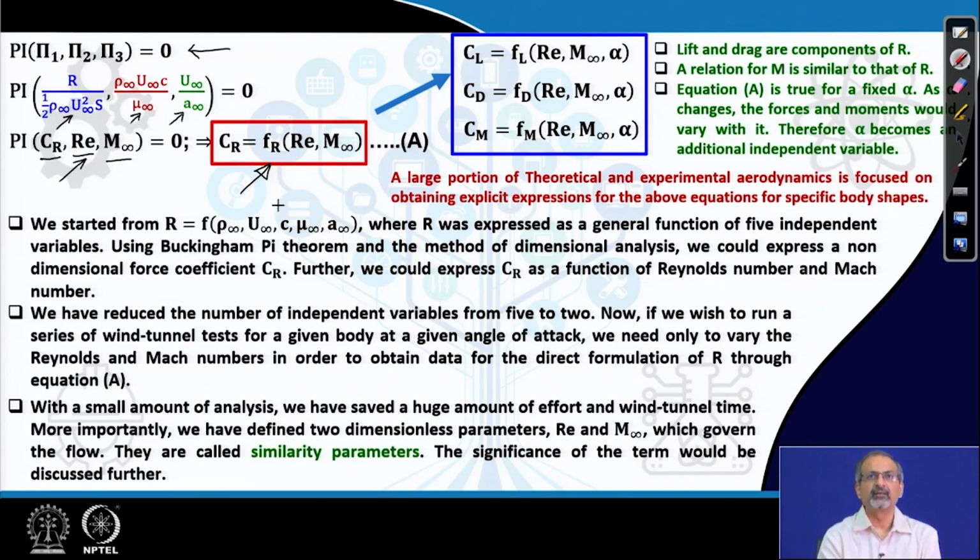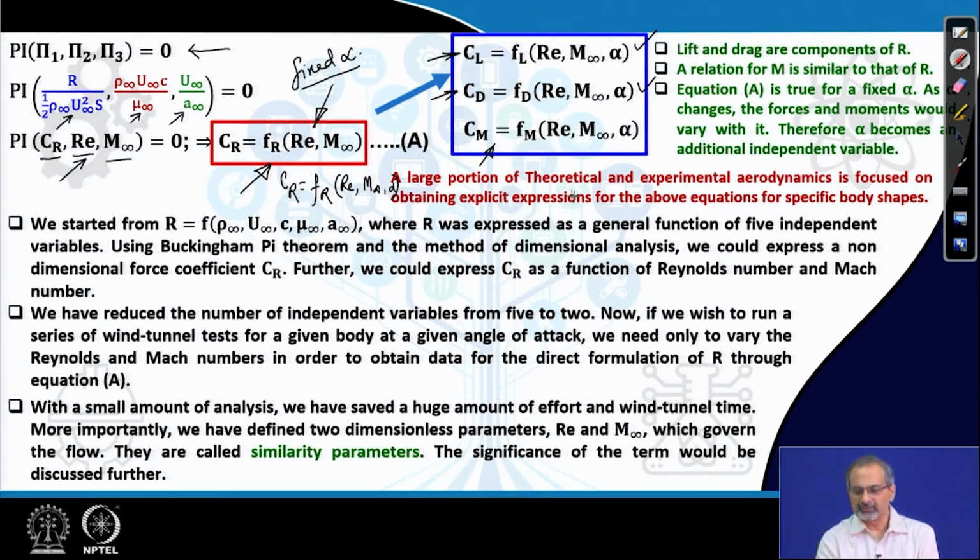CR is a resultant force. If you resolve it into components, you are going to get CL and CD, provided you substitute the angle of attack. And remember that this functional relation has been worked out for a fixed angle of attack. If you had varied the angle of attack, then CR would obviously come out as a function of Reynolds number, Mach number, alpha as well. So, that is how you get CL, CD as functions of Reynolds number, Mach number, angle of attack. If you work out a similar relation for pitching moment, you will get it functionally like this.